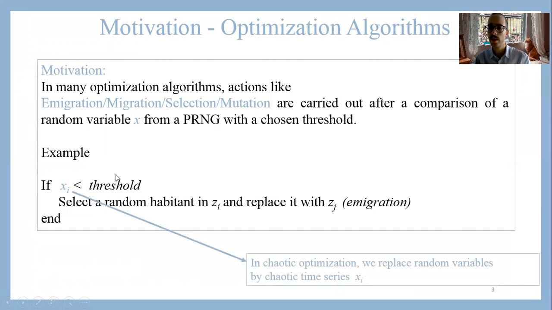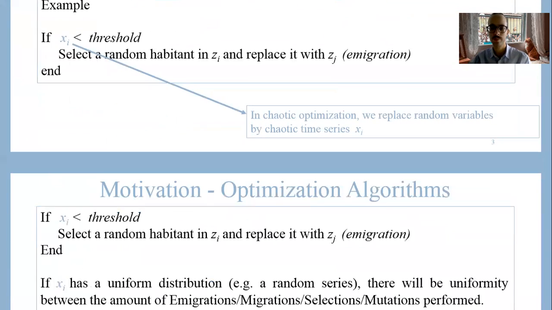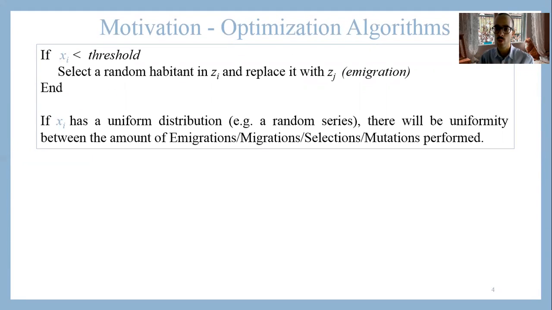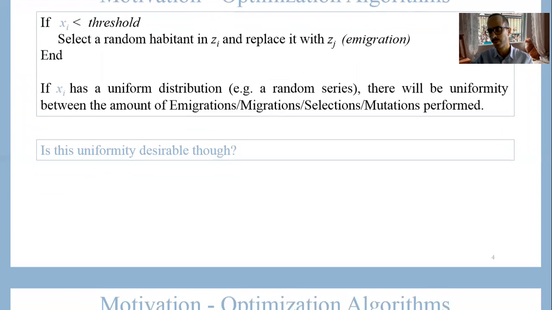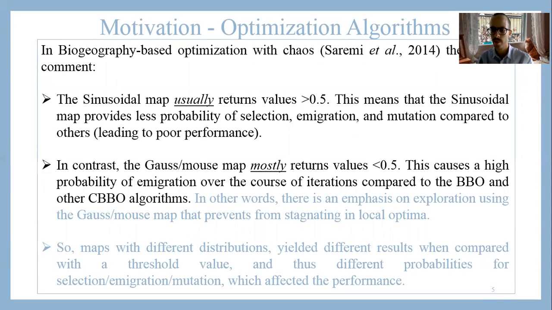So what we do in chaos-based optimization is replace these random variables by a chaotic time series. And why do we do so? The idea behind that is to replace a random variable by a chaotic variable because a random variable may yield a uniform distribution. So we have a sort of balance between how many emigrations and migrations we perform. But in a chaotic variable, we may not have that.